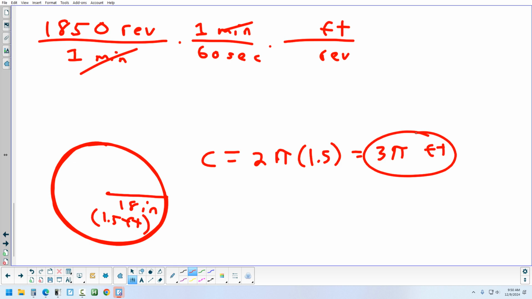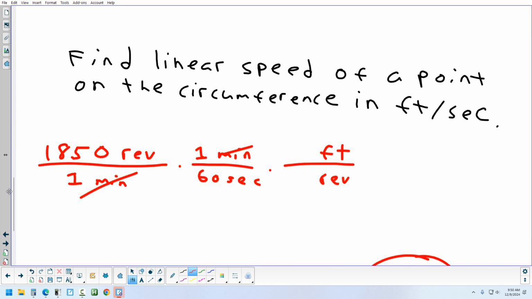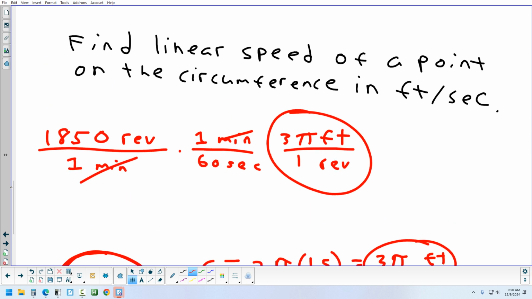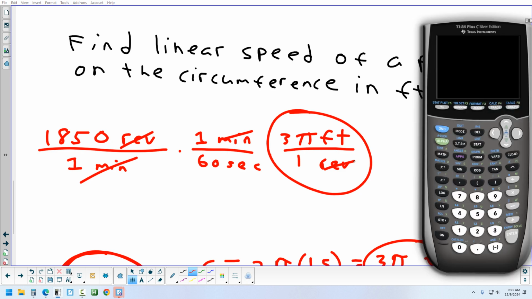That is not a conversion you can use in any other problem unless they give you a circle with a radius of 18 inches again. Okay. So there are 3 pi feet in one revolution. That is a conversion you can't memorize. You have to memorize the formula for circumference and then use that. Okay, so now if we do that out, we will have feet in the top, seconds in the bottom.